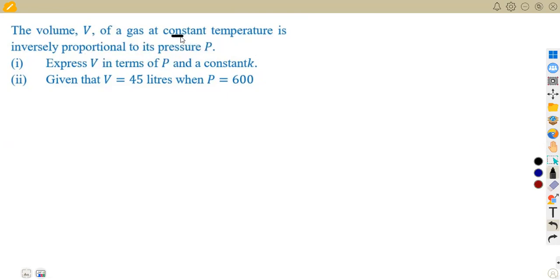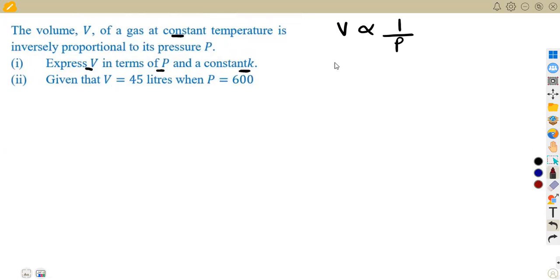So at a constant temperature, the temperature in this case is constant. So you're given that the volume of a gas at a constant temperature is inversely proportional to what? To its pressure. Inversely, 1 over. So that means that's our variation there. So the first item there was to express V in terms of P and a constant K.